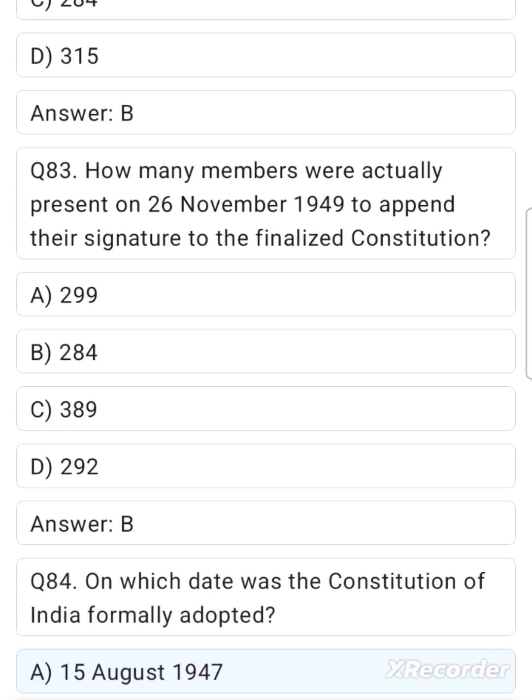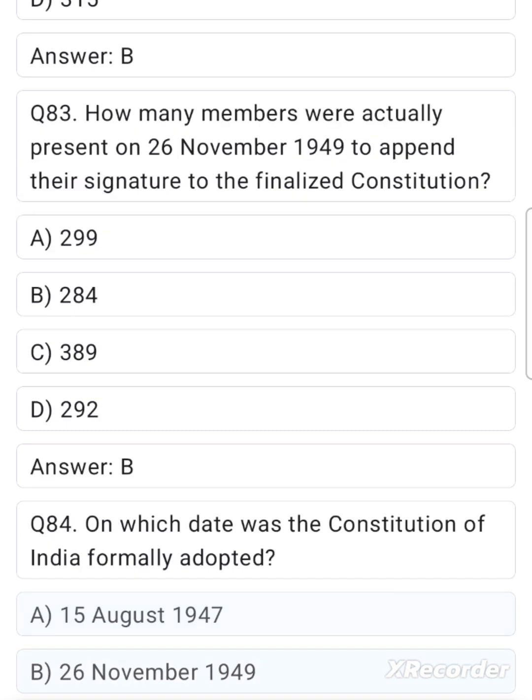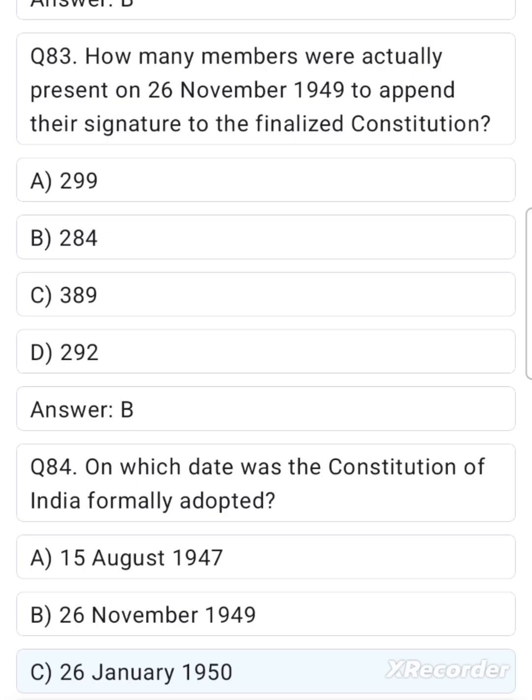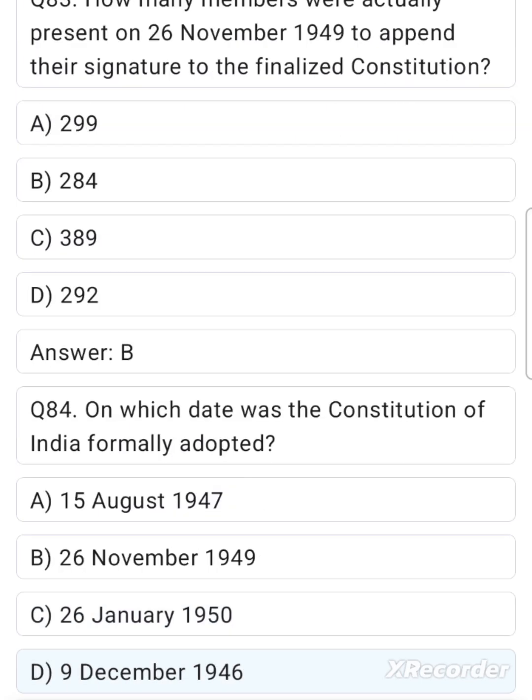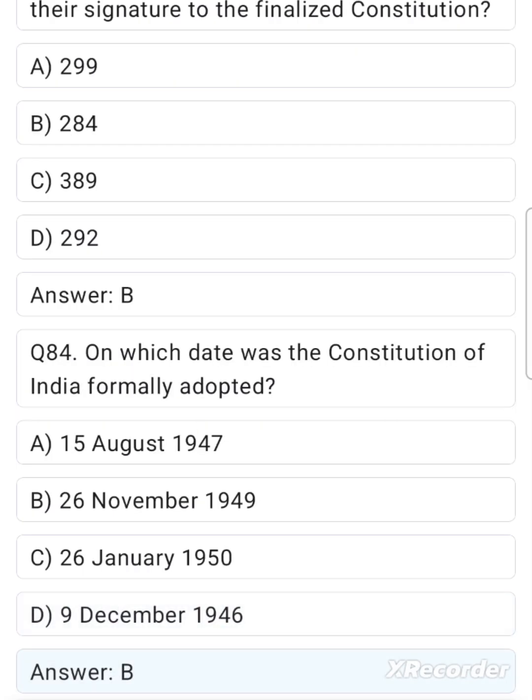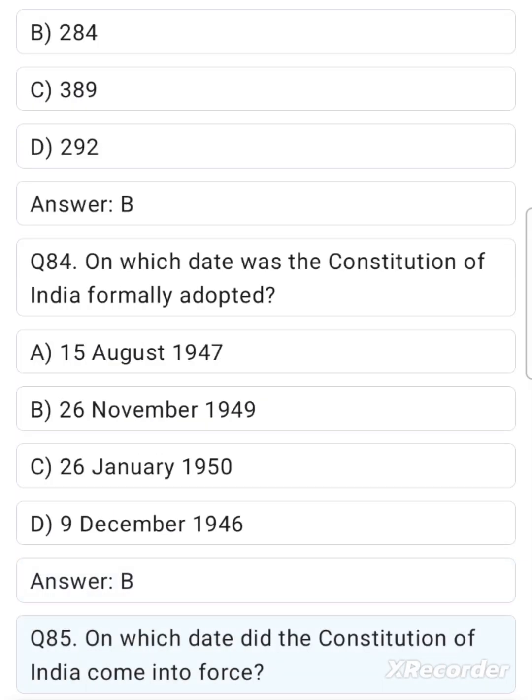A. The 15th of August 1947. B. The 26th of November 1949. C. The 26th of January 1950. D. The 9th of December 1946. Answer. B. Q85. On which date did the Constitution of India come into force?